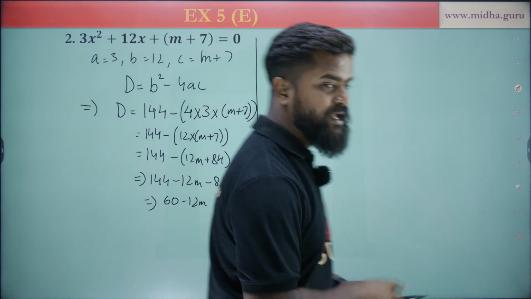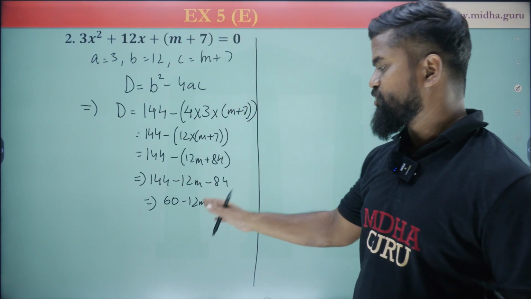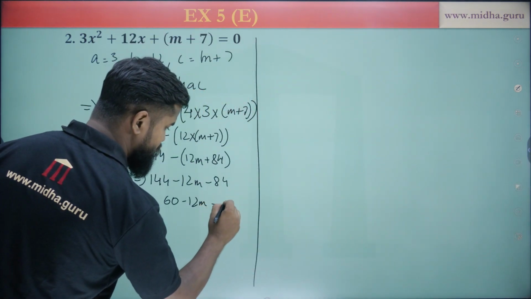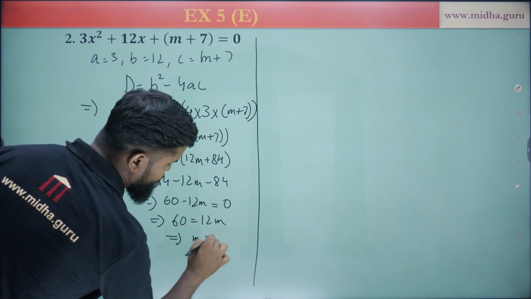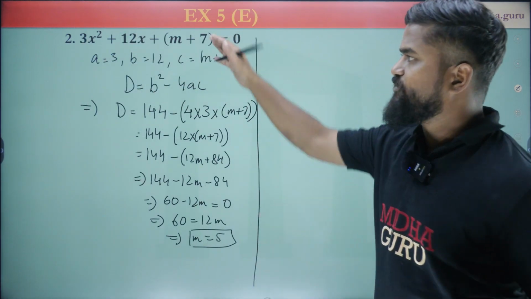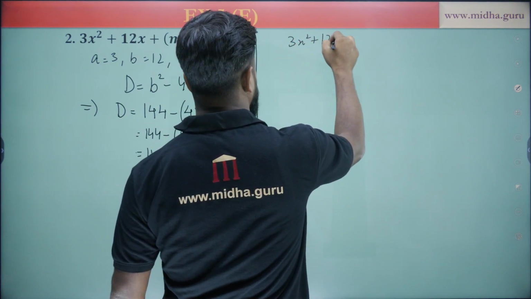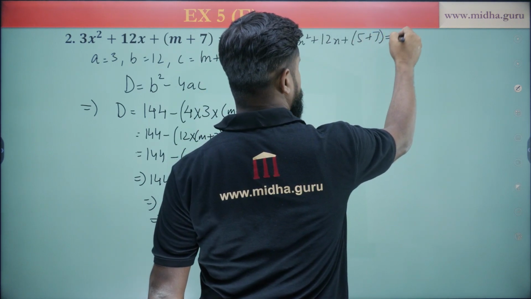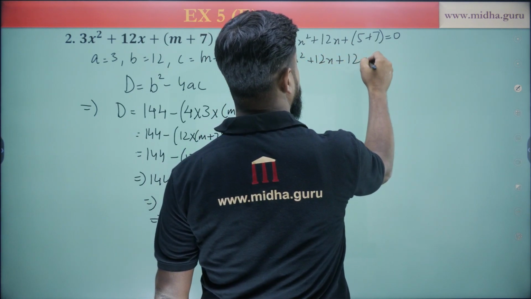And again, the question said that this equation had equal roots. So we can equate that this discriminant, which we found to be 60 minus 12m, must be equal to 0, which means 60 is equal to 12m, and therefore m will be equal to 5. Now again, we will substitute the value of m and we will solve our equation. So we get 3x squared plus 12x plus, we substitute the value of m, 5 plus 7 is equal to 0. So 3x squared plus 12x plus 12 is equal to 0.